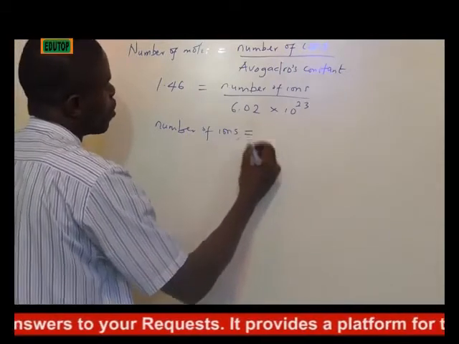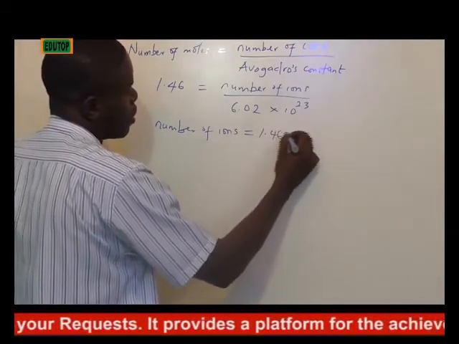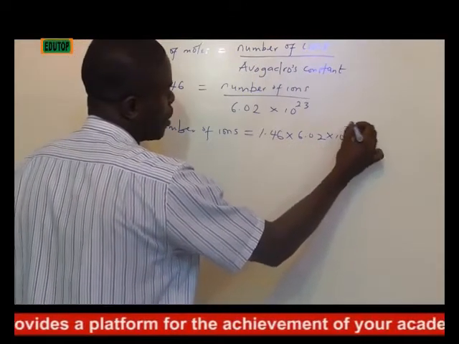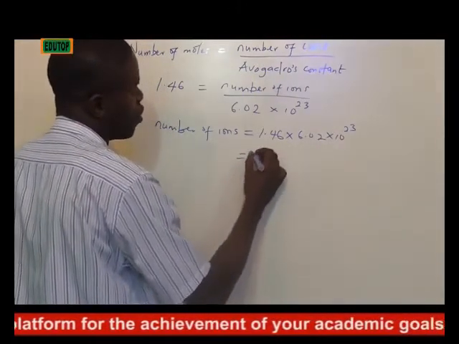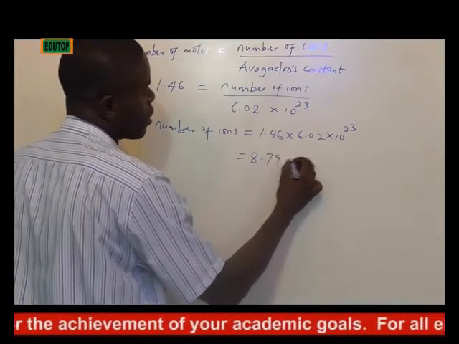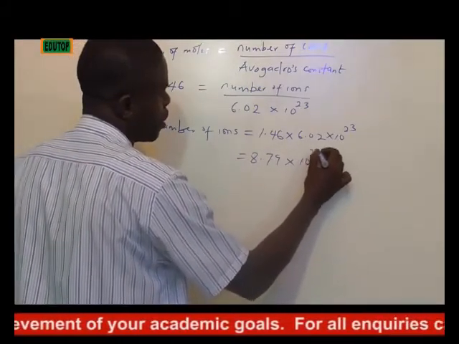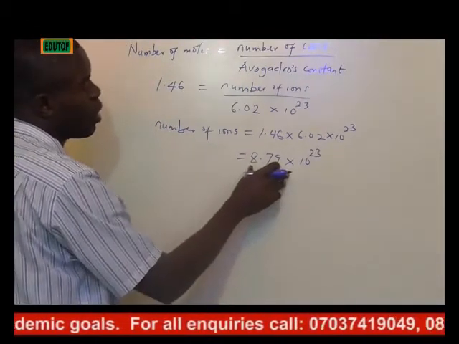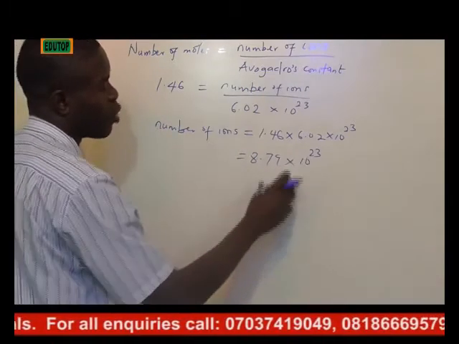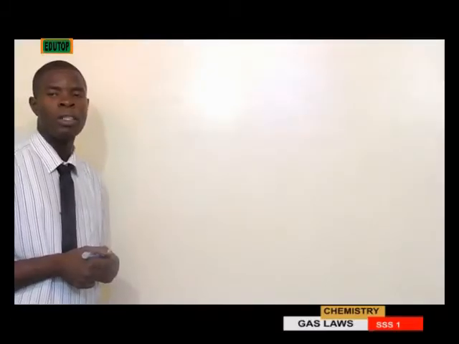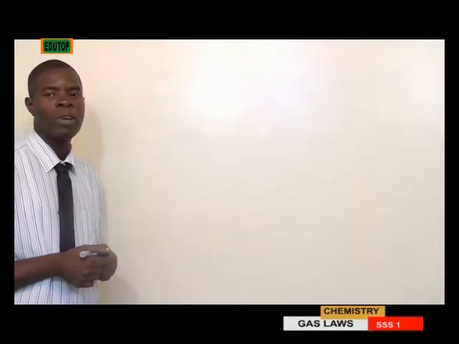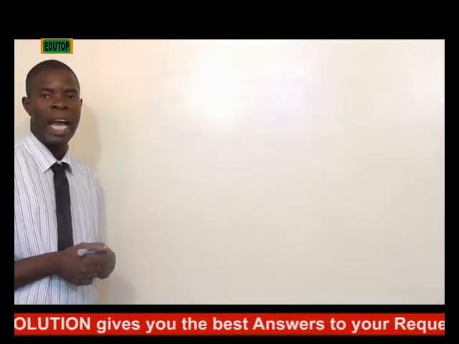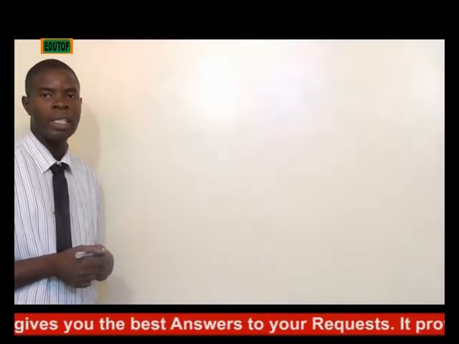Number of ions equals 1.46 times 6.02 times 10 raised to power 23, which is equivalent to 8.79 times 10 raised to power 23. Therefore, the number of ions is equal to 8.79 times 10 raised to power 23. Therefore, the answer to the number of ions in question 2 is equal to 8.79 times 10 raised to power 23.